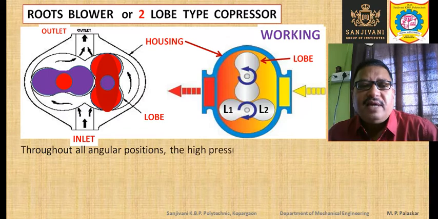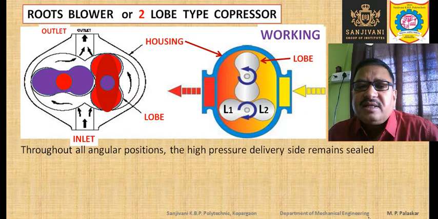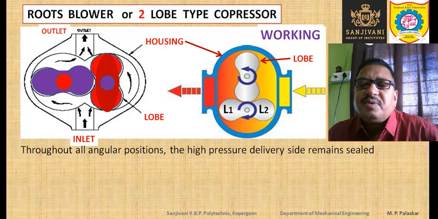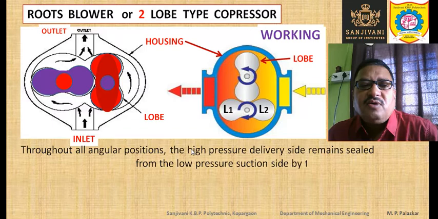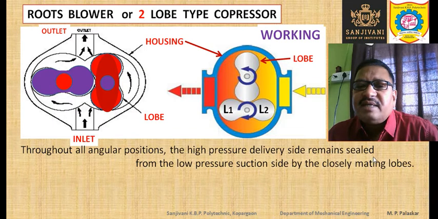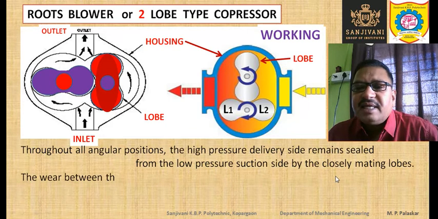So throughout all angular positions, the high pressure delivery side remains sealed. As I have told you just now, the oil film provides the seal. The oil film is present between the lobes and the inner side of the casing, so that it will seal the high pressure side from the low pressure side. So throughout all angular positions, the high pressure delivery side remains sealed from the low pressure suction side by closely mating lobes and the casing.